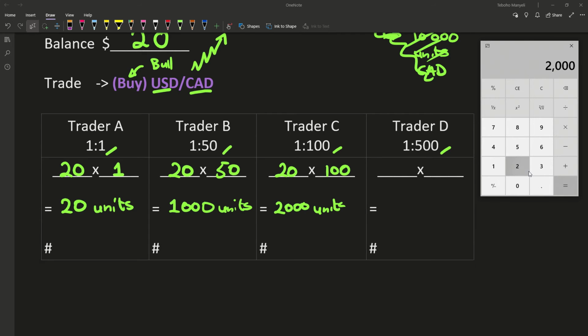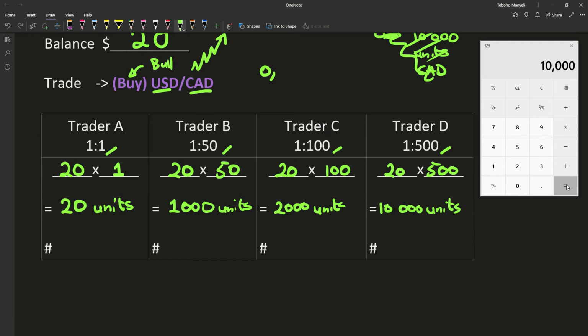Okay, then trader D has $20 multiplied by a leverage of 500, which will then give you 20 times 500. That gives you a total of 10,000 units to work with. Okay, so they're all dollar based. So you've got 20 here, you've got 1,000 here, you've got 2,000 here, you've got 10,000 units here. So same $20 account, but because of the leverage, it has different amounts of space or margin, if you look at it that way.